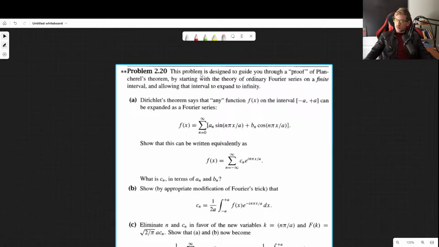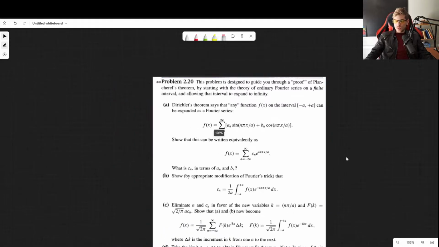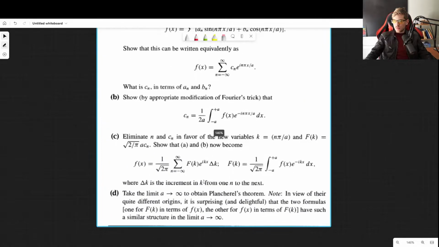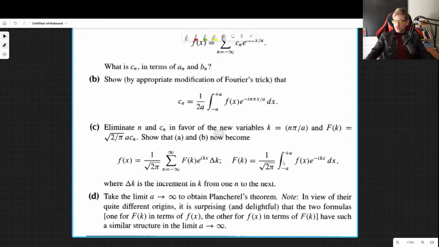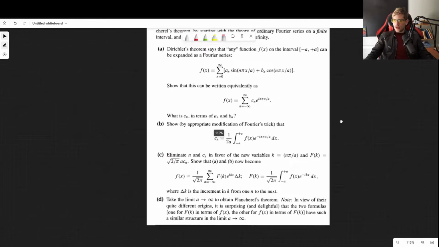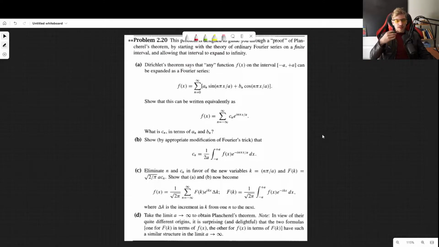It says, this problem is designed to guide you through a proof of Plancherel's theorem by starting with the theory of ordinary Fourier series on a finite interval and allowing the interval to expand to infinity. So basically what we want to end up showing is something quite similar to this, except that in the limit where a goes to infinity, of course, which is what we use in many problems when we are dealing with packets of waves moving freely through space, right? The free particle case, which is what we have been seeing before.